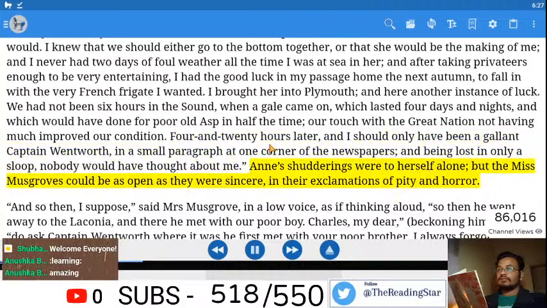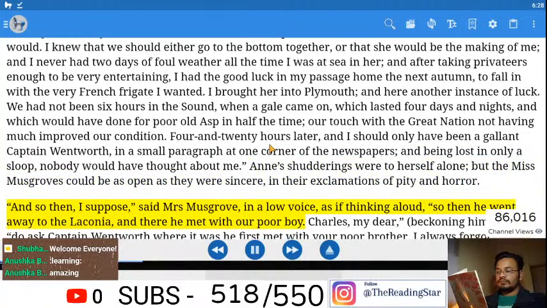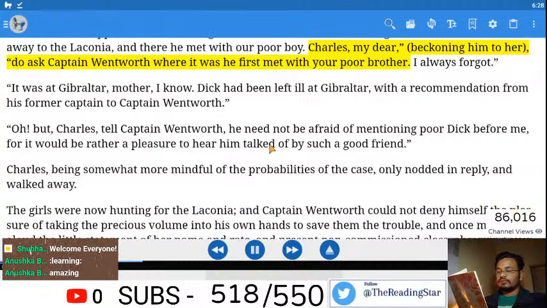Anne's shudderings were to herself alone, but the Miss Musgroves could be as open as they were sincere, in their exclamations of pity and horror. And so then, I suppose, said Mrs. Musgrove, in a low voice, as if thinking aloud, so then he went away to the Laconia, and there he met with our poor boy. Charles, my dear, beckoning him to her, ask Captain Wentworth where it was he first met with your poor brother. I always forgot. It was at Gibraltar, mother, I know.